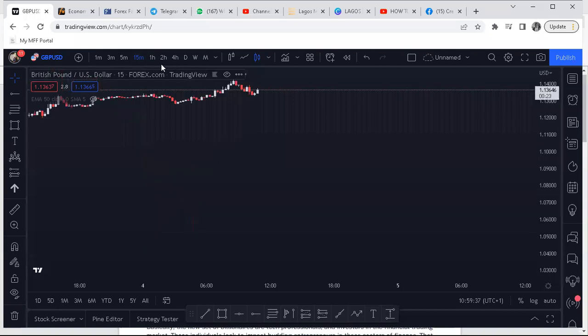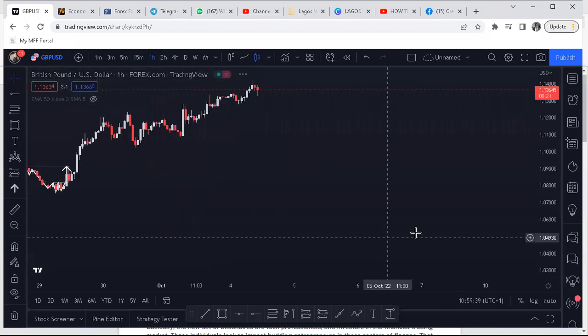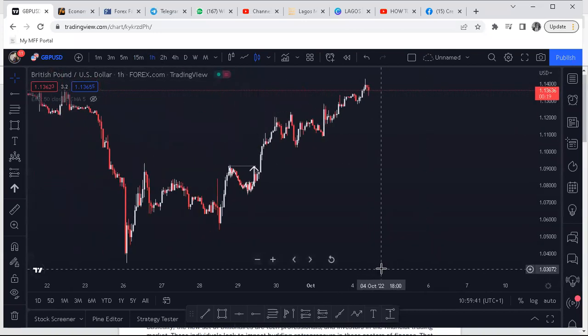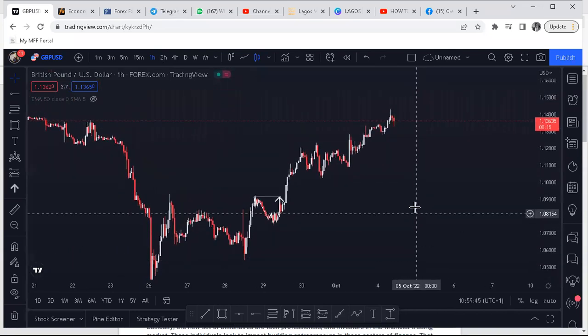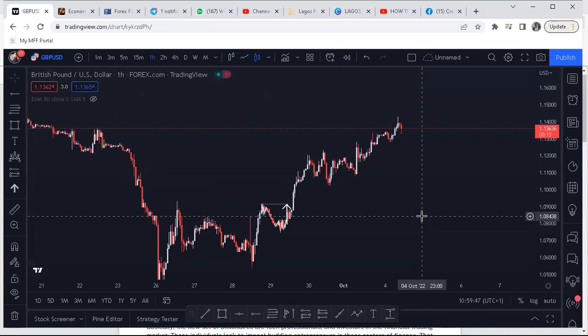Okay. Let's see 1 hour. Say if you break this level, it will fall crazily. Yeah.